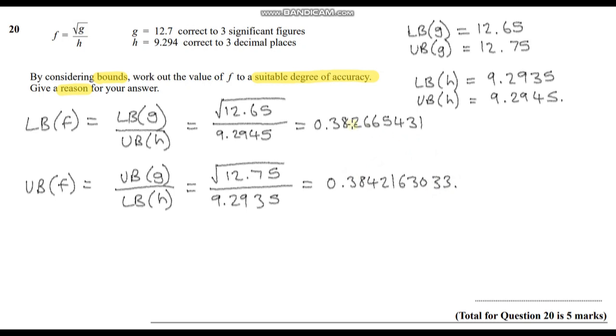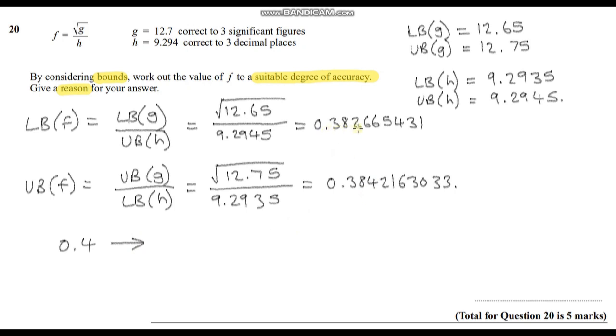So we know that the answer has to be between these two answers. Now we can only give one value. It says work out the value of f to a suitable degree of accuracy. Now we need to round these numbers. So let's think about being not very precise to begin with, and let's try and get more and more precise as we go. So 0.4. Hopefully you can see that both of these numbers round to 0.4, so that would work. If we said the answer was 0.4, we wouldn't be wrong, but we could get more accurate than that.